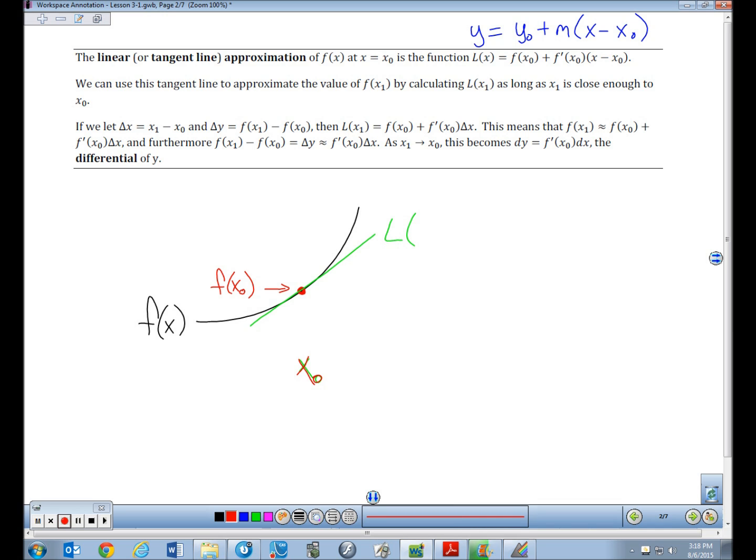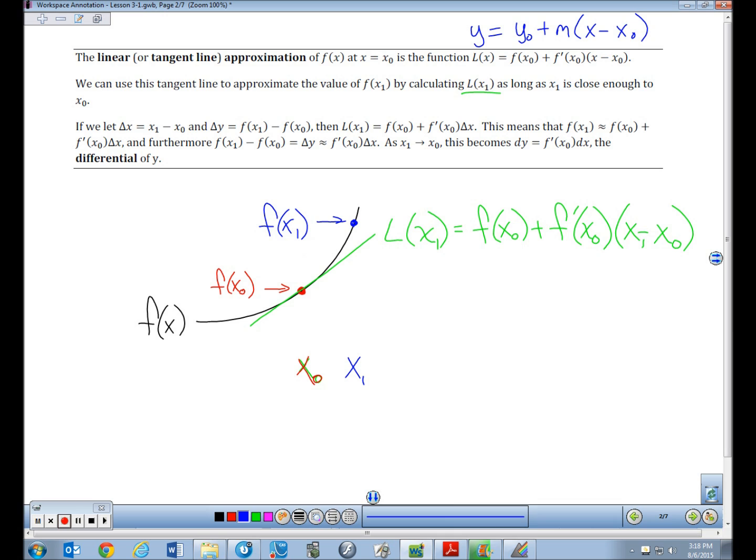Now this green line is L(x), but we used x₀ to come up with L(x). So L(x) is equal to that y value, f(x₀), plus the slope, which we know is a derivative, at x₀, times (x − x₀). And so if we were to plug in x₁ into this, then this x would become x₁, and we get the tangent line equation at x₁. x₁ is some value over here, and so this point right here is f(x₁).